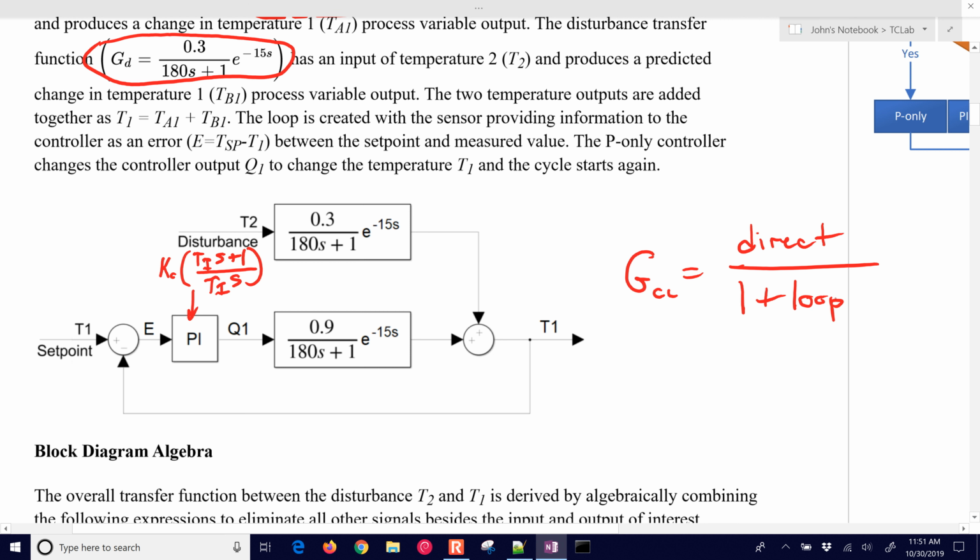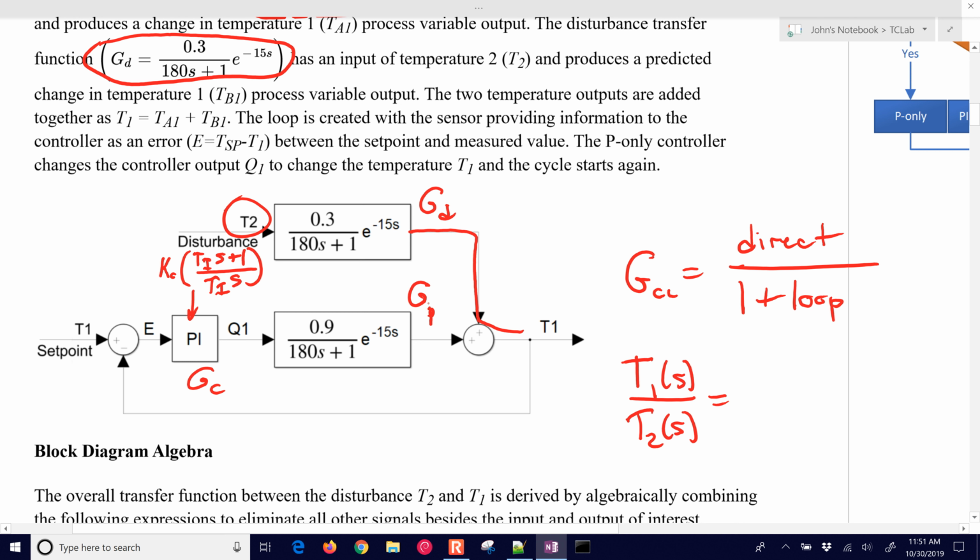Alright, so that means if I want to get a transfer function, T1(s) over T2(s), our disturbance right up here, then I can just do whatever transfer functions are direct between those two. And so that's just going to be GD, and then I'll say this is GP, and then this is GC down here. Okay, for our process, disturbance, and controller.